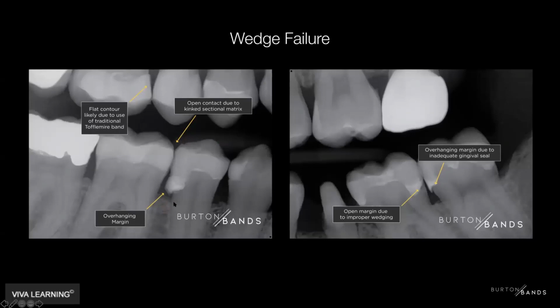Other things that we see, just little things, but they add up and they add up to failure. And a lot of the failure is occurring down here. And it's not the ring that's doing it down here. It's not the matrix band. It's the wedge. And the wedge is just really, really critical to what we're doing. And it plays a huge role.